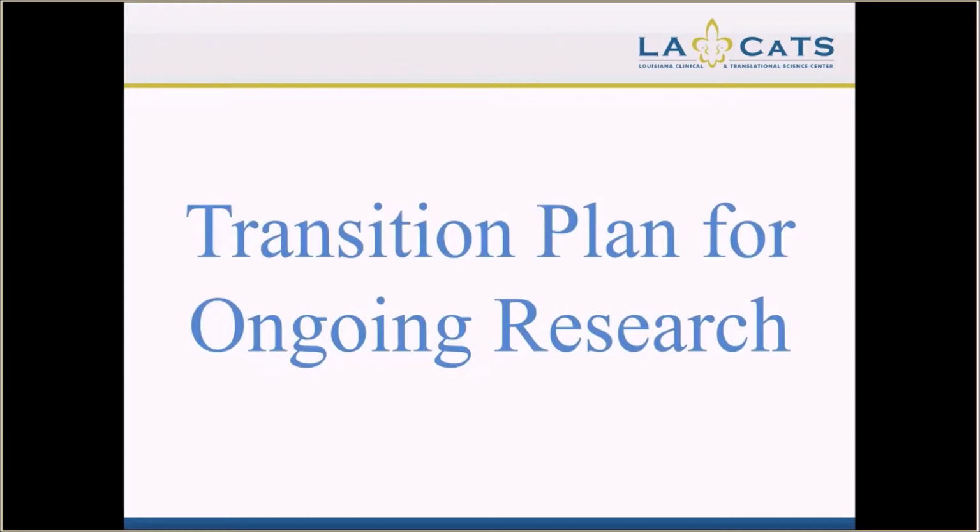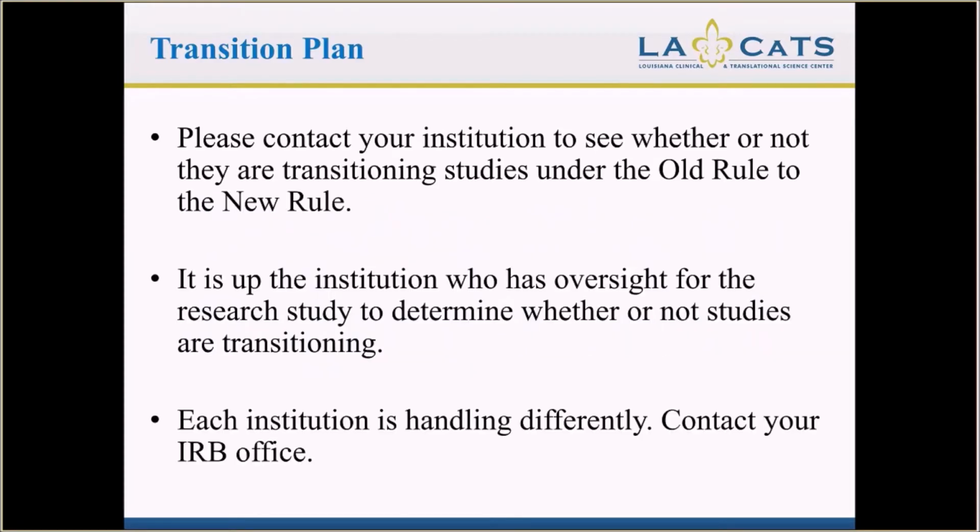Transition for ongoing research. Each institution is handling the transition from the old rule to the new rule individually, so you'll need to consider what your individual institution is doing before making any type of decision about your research. It is up to the individual institution that has oversight for the research study to determine whether or not studies are transitioning. And as I mentioned, everybody is handling this a little differently, so contact your IRB office.